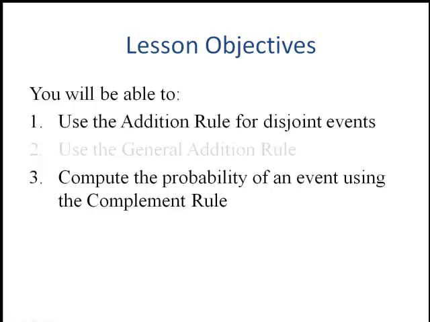In this lesson, we're going to look at something called the addition rule for disjoint events. And we're going to compute the probability of an event using the complement rule. Now notice in this lesson, we're going to omit any discussion of what's called the general addition rule. We're only going to look at the addition rule in the case of disjoint events.